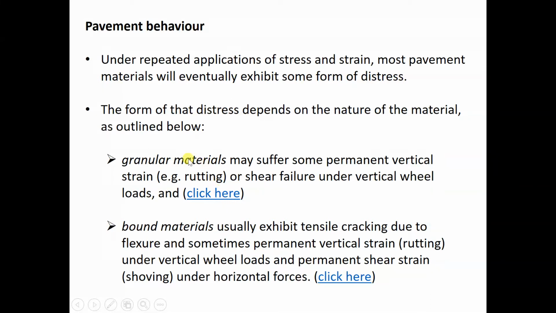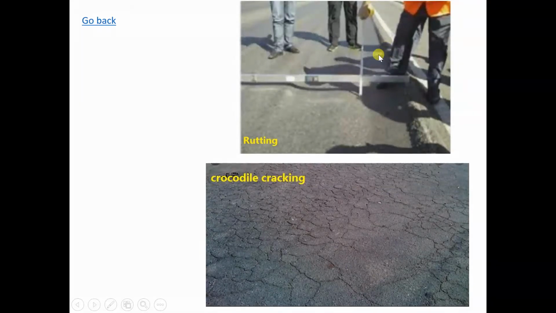The bound material will exhibit, besides the vertical strain, also some cracking, but the granular material will only exhibit vertical strain, rutting. This means wheel track rutting is mostly confined to the wheel track, which is sinking. The wheel track is deep; there is some depression along the wheel track.